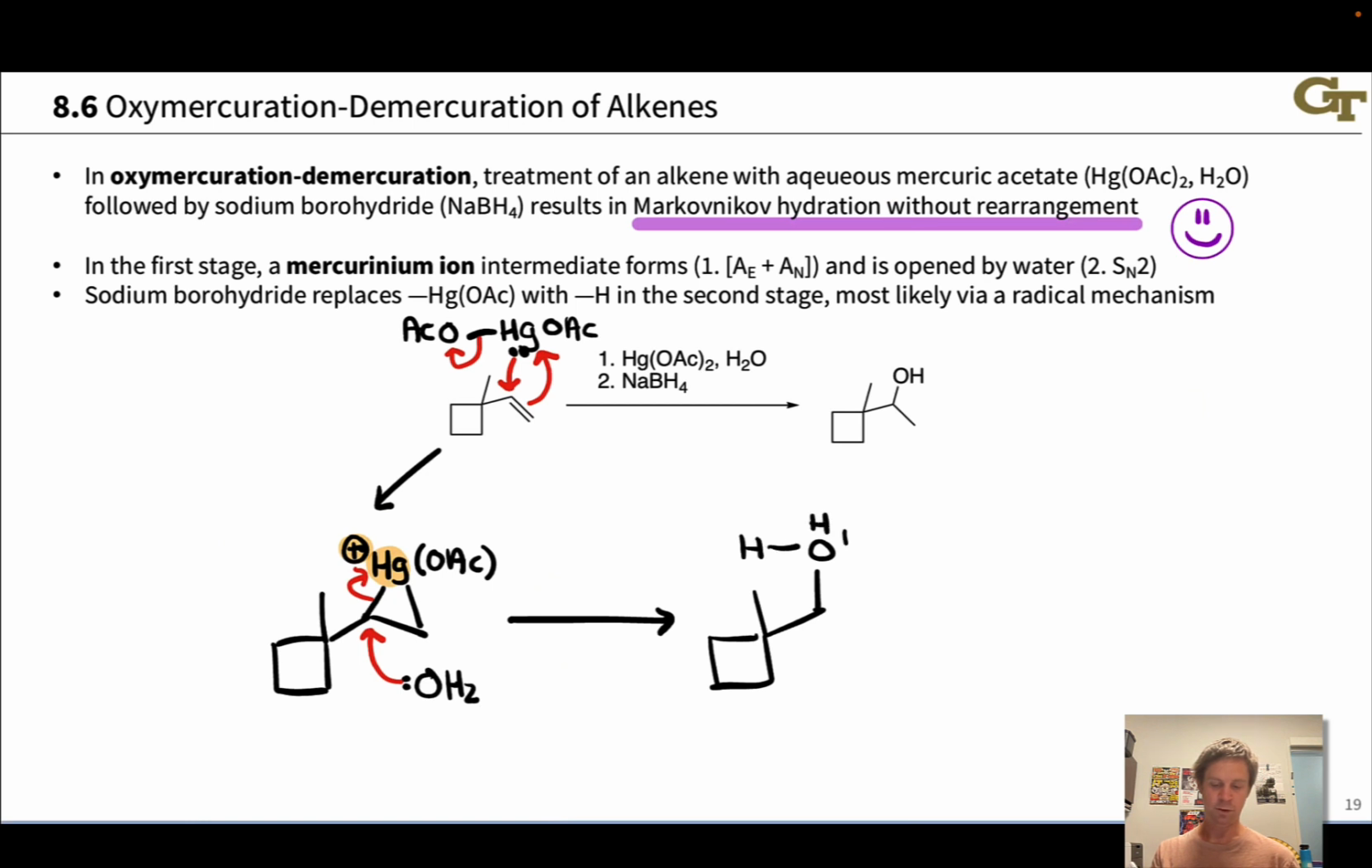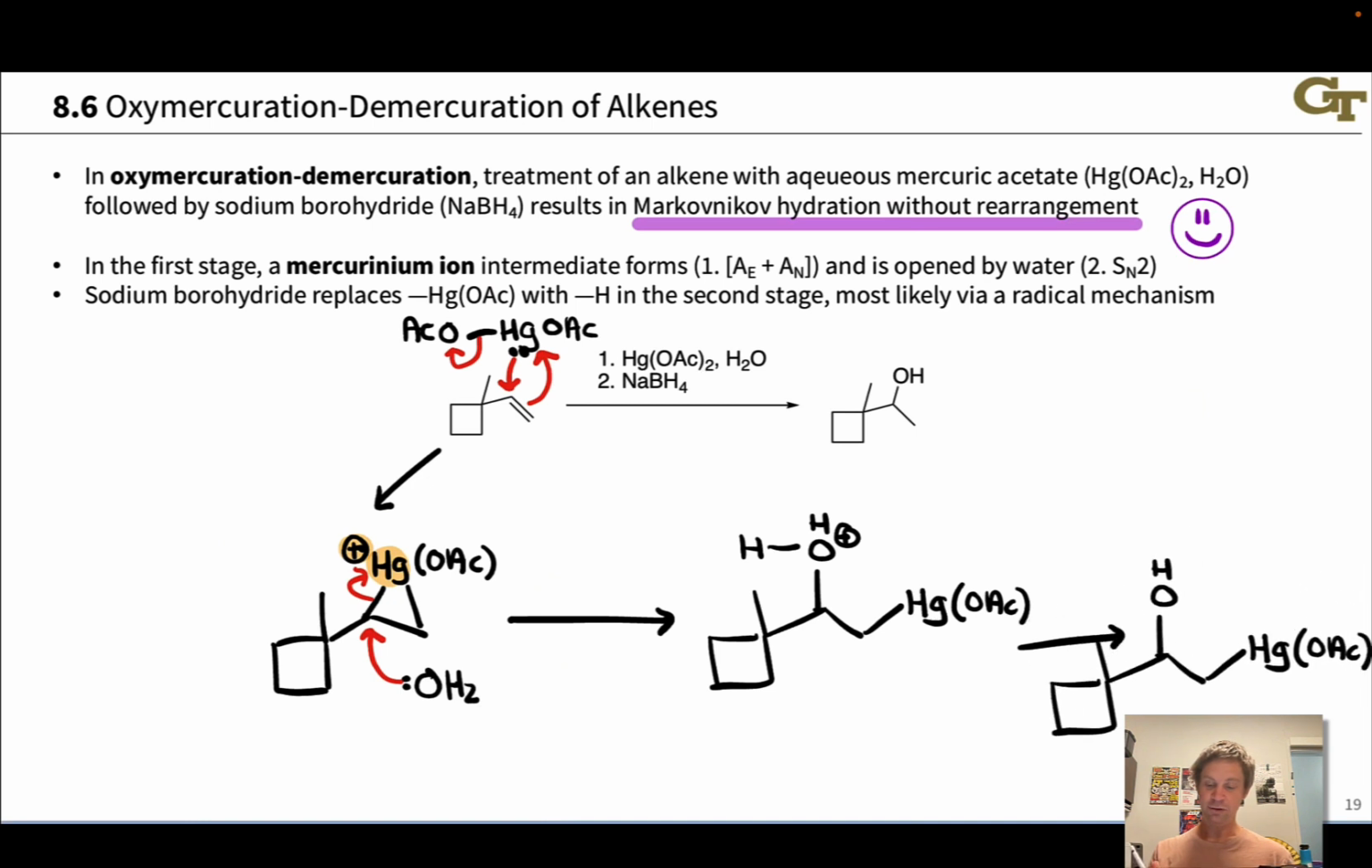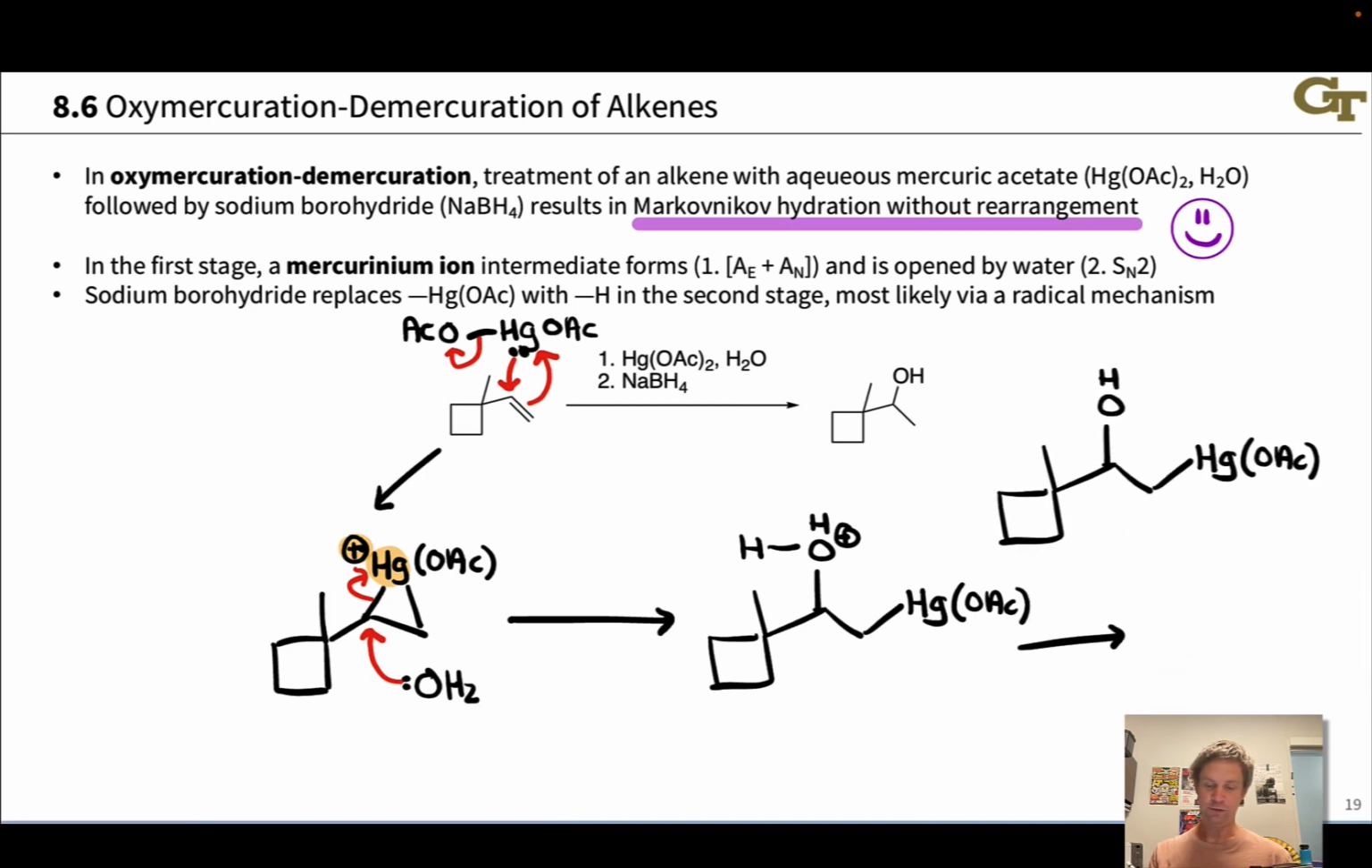I'm going to draw one of these OH bonds out explicitly because we're going to deprotonate there in the very near future. And we still have this HgOAc group here. And you can imagine what will happen next is loss of a proton. And just to save a little bit of time here, I'm going to copy and paste this without that acidic hydrogen in there. Let me see if I can just grab this. And this neutral alcohol then is what's generated at this point.